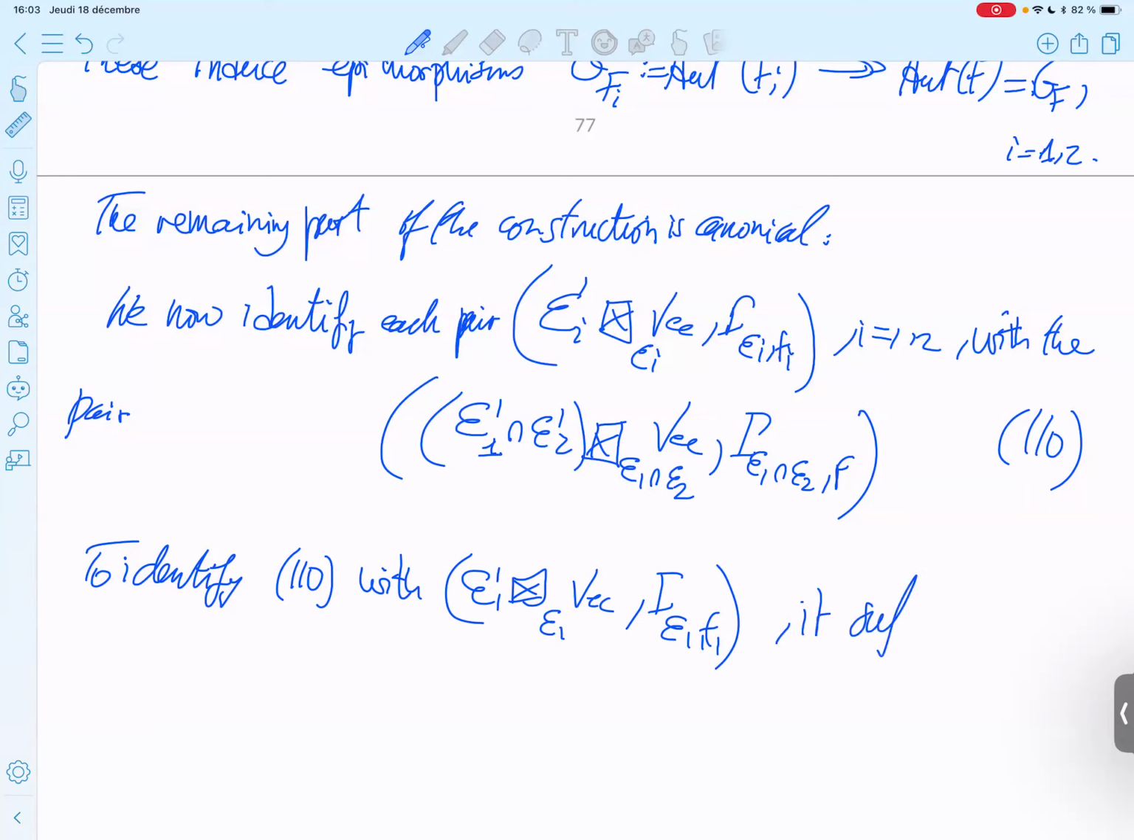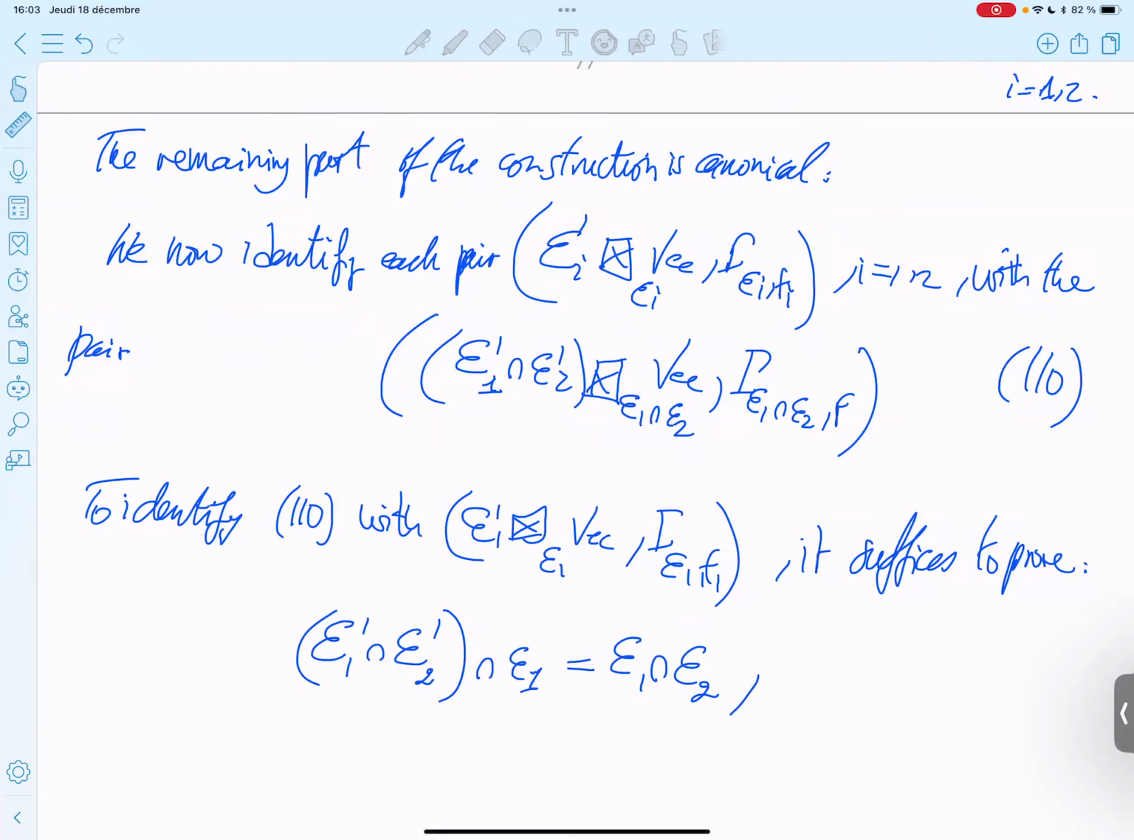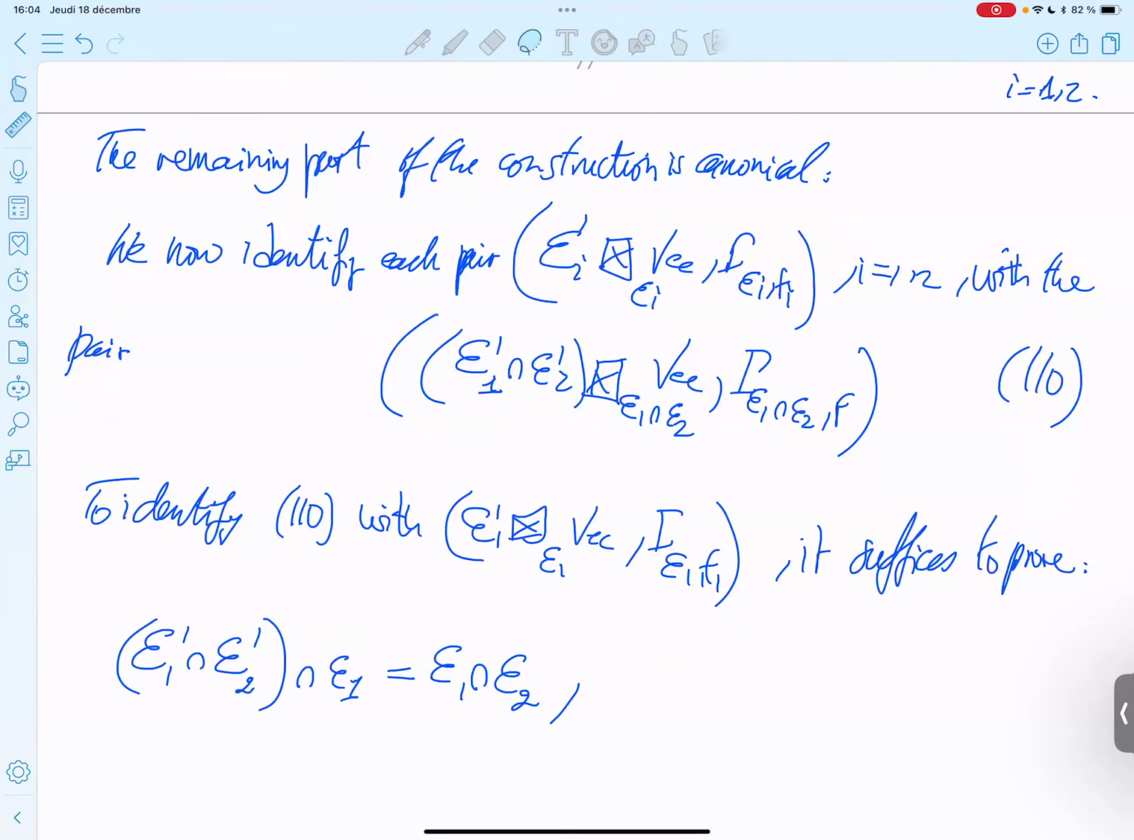You just need to prove the following, because what we need to prove are the assumptions to apply corollary 4.36. And I will explain how to recover the former assumption of the corollary, how to identify, in fact, this with what was written in the corollary. So you need to prove that and to prove that.